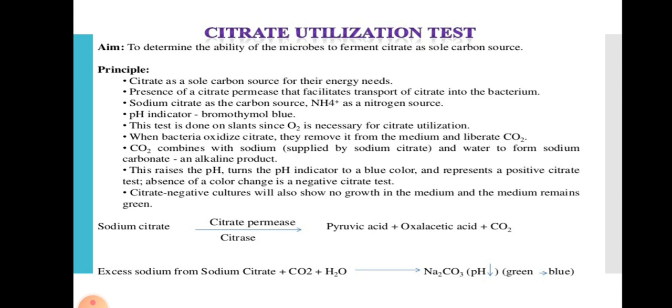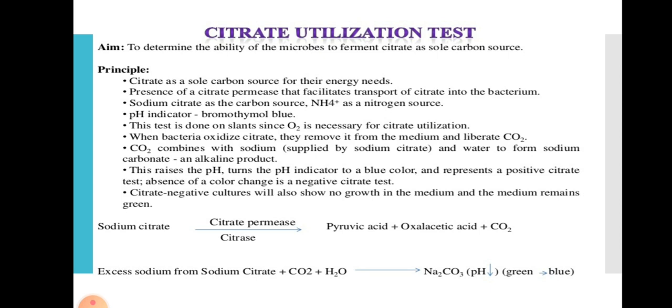This test is done on a slant since oxygen is necessary for citrate utilization. When bacteria oxidize citrate, they remove it from the medium and liberate CO2. CO2 combines with sodium supplied by sodium citrate and water to form sodium carbonate, an alkaline product. This raises the pH and turns the pH indicator bromothymol blue to blue color and represents a positive citrate test. Absence of a color change is a negative test.